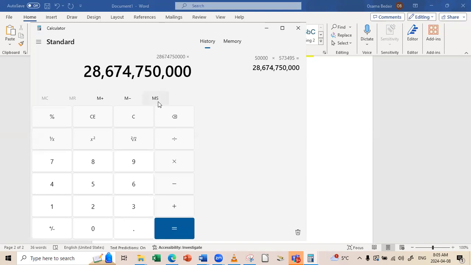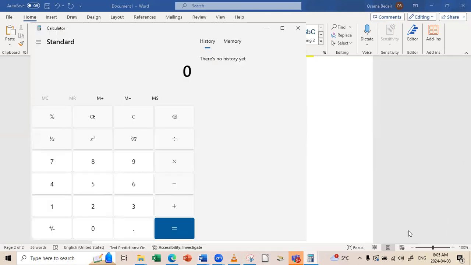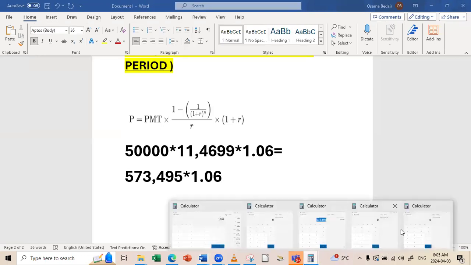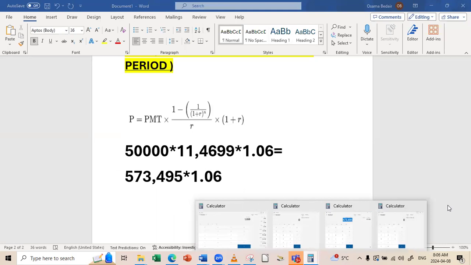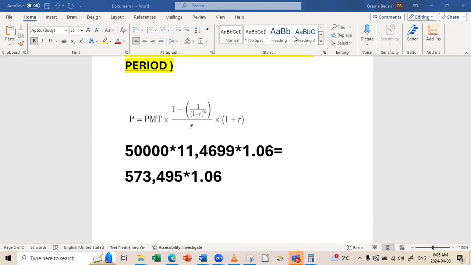Multiply by, here we go. We don't need this. We were working on the other one. Here it is. This one also we don't need. We open many calculators actually. Here in this example, we did many calculators. So it's okay. No worries.